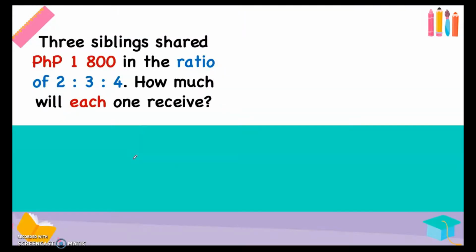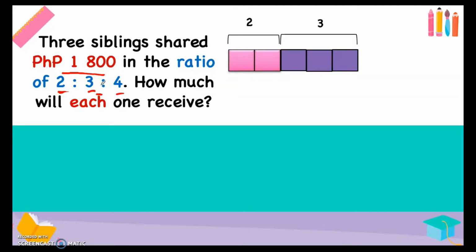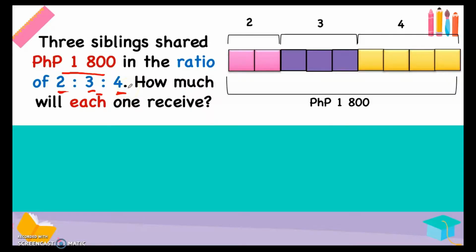Now this 1,800 in total will be divided among the 3 siblings in the ratio of 2:3:4. And the numbers in the ratio correspond to the number of parts the whole is divided into. Now let's visualize it here. This 2 here is 2 parts of the whole, and this 3 here is 3 parts of the whole, and the 4 here is the 4 parts of the whole. And that whole is a total of 1,800.